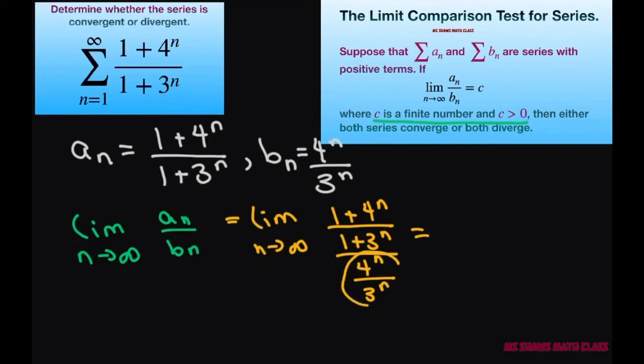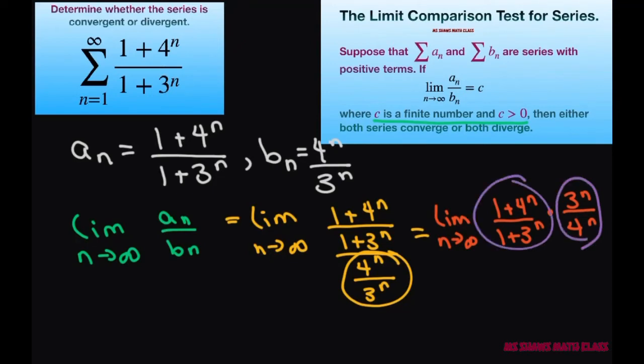Okay, so let's multiply by flipping that around. We're going to get the limit as n approaches infinity of 1 plus 4 to the power of n divided by 1 plus 3 to the power of n, and flipping this around, times 3 to the power of n divided by 4 to the power of n. Now, the next thing I'm going to do is rearrange this and write it as the limit as n approaches infinity. I'm going to put this 4 to the power of n under here, so I'm writing this as 1 plus 4 to the power of n, divided by 4 to the power of n, times 3 to the nth power divided by 1 plus 3 to the power of n.